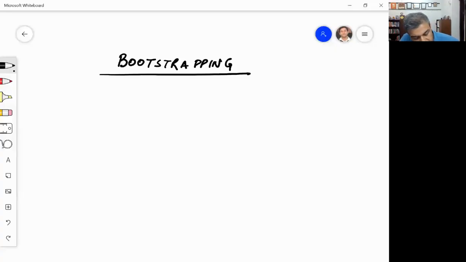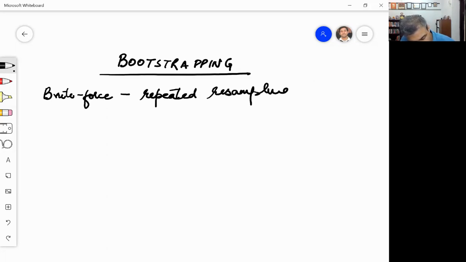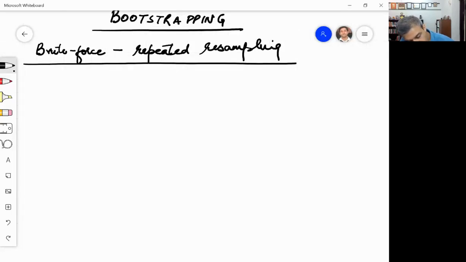Bootstrapping is a method to test for significance of the parameters of our model, and it uses a brute force method. It is a brute force method of repeated resampling. Okay. Now, what happens in bootstrapping is you will always have to specify the number of bootstrap samples.